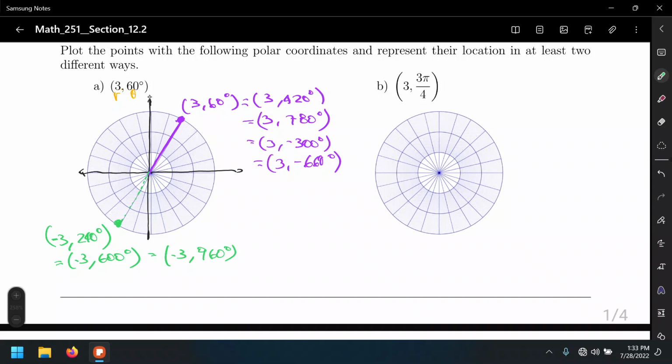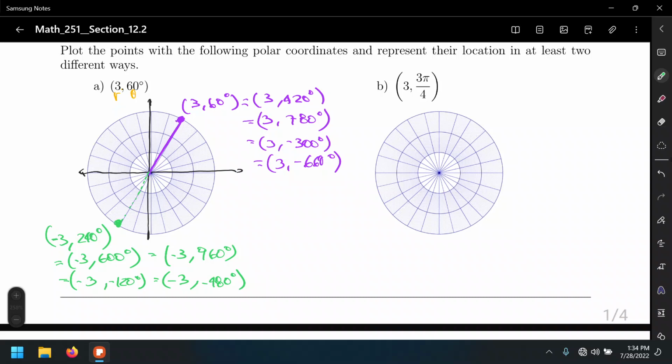Now let's go and subtract. So what about 240 minus 360 to get back to the same point? Well, that means negative 3 still. And is that negative 120? And one more. Negative 120 minus 360, negative 480, I think. All right. And I mean, we can go on forever, but we don't have to.